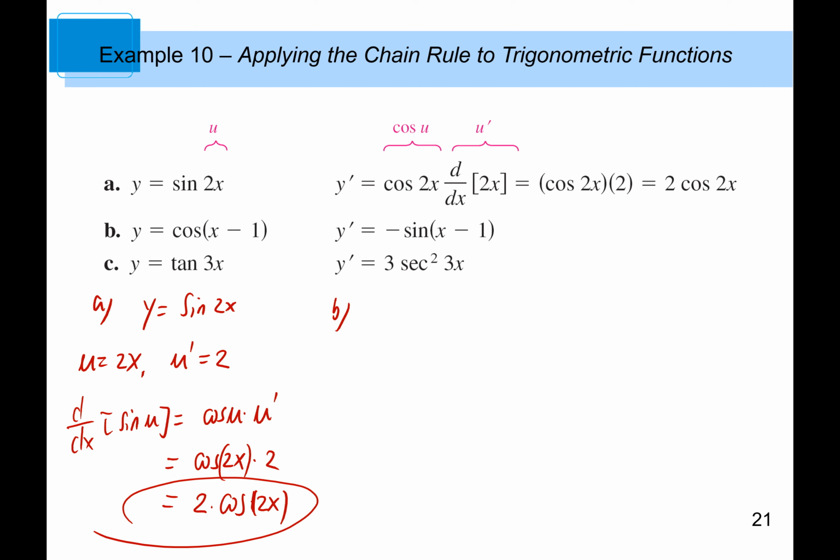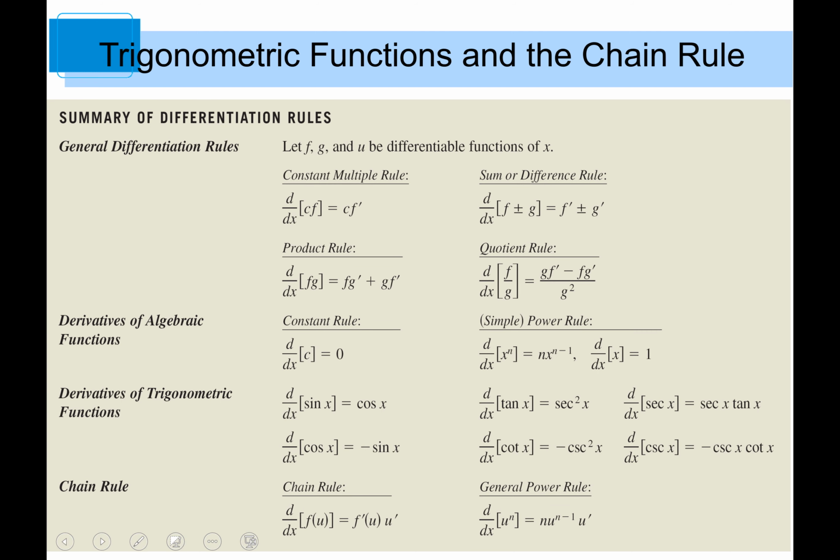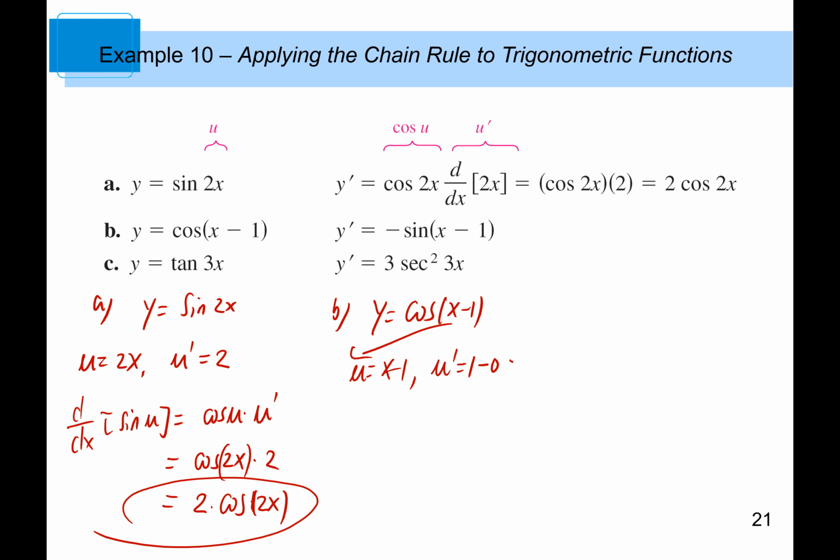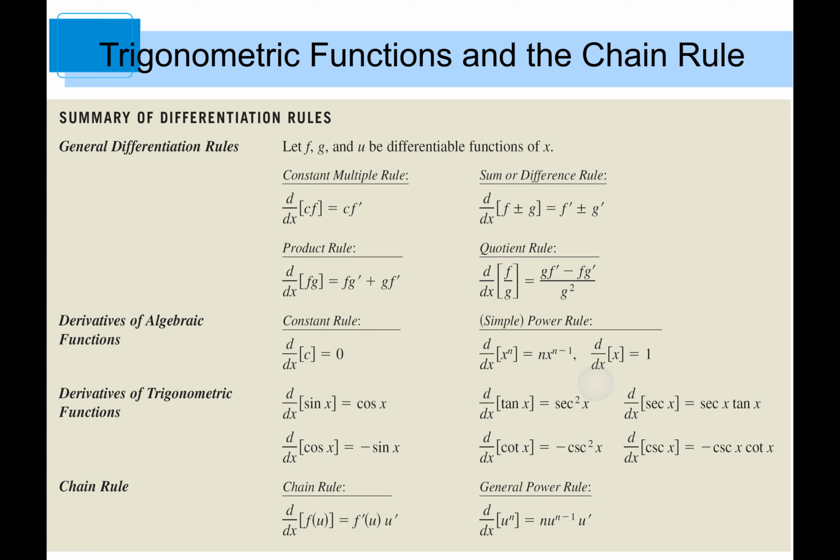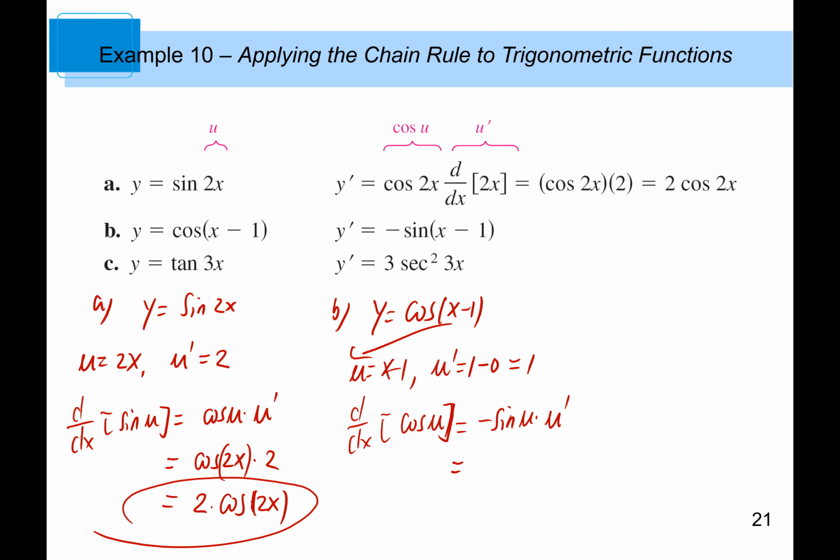B, y equals cosine of x minus 1. So now this is u, right? u equals x minus 1. And u prime is the derivative of x, which is 1. The derivative of 1 is 0, so it's 1. So now we do the derivative of cosine u. The derivative of cosine u is negative sine u times u prime. Just replace u and u prime with the given expression. So sine of x minus 1 times 1. So this becomes negative sine of x minus 1.